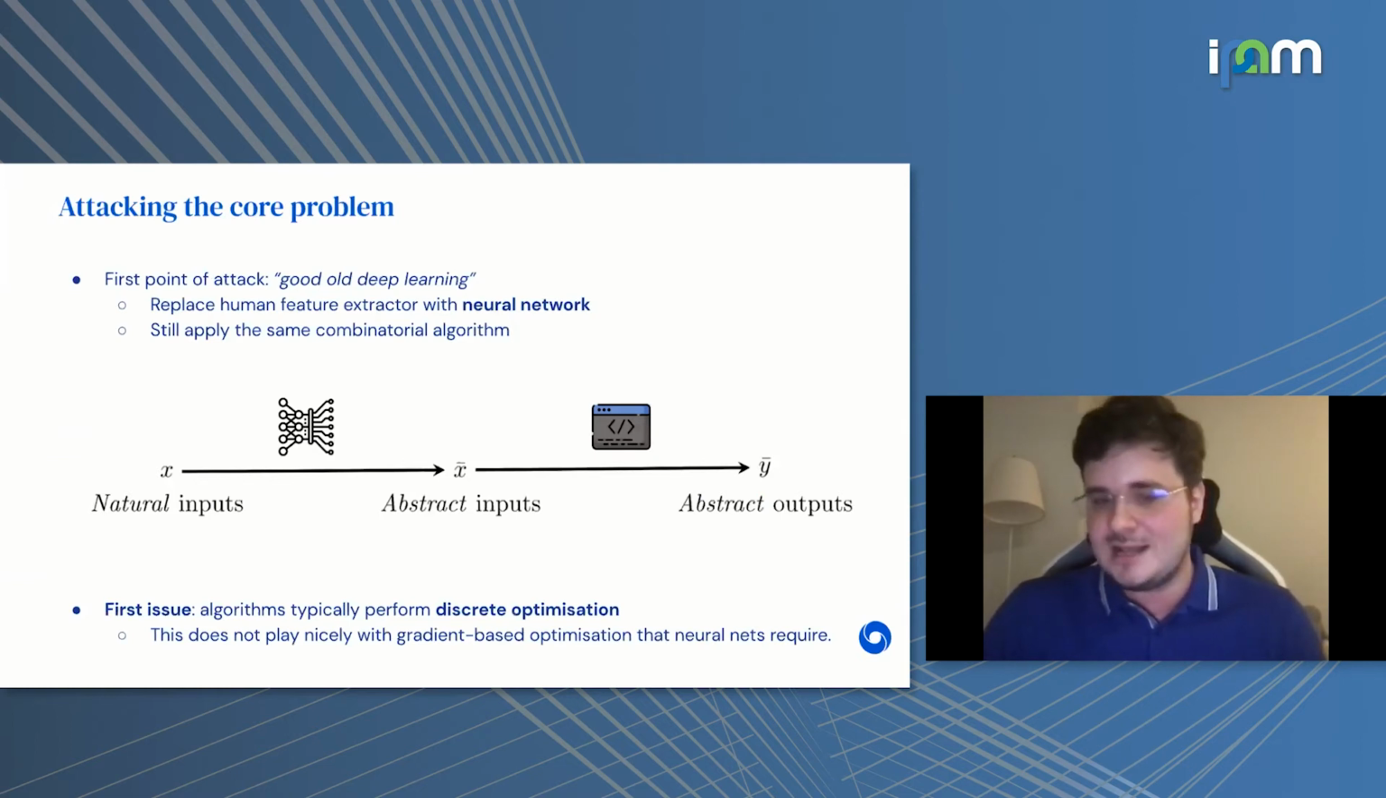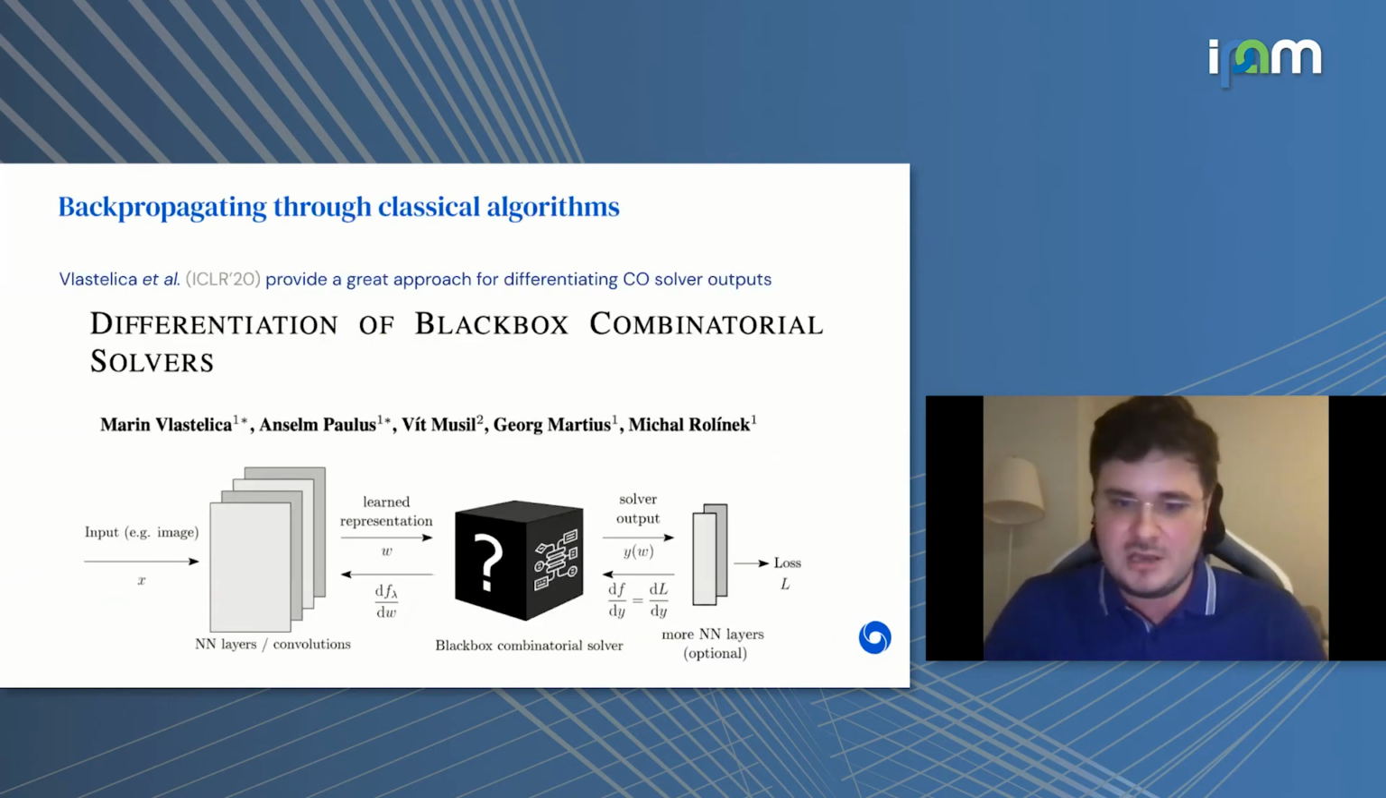The first issue is that algorithms typically perform discrete optimization, which means that neural nets, which require nice gradient-based results from whatever their data is piped into, won't necessarily get such nice gradients if their outputs are piped through an algorithm. So this is the first issue.